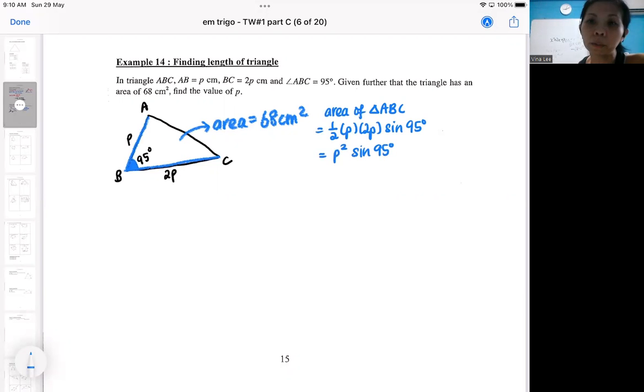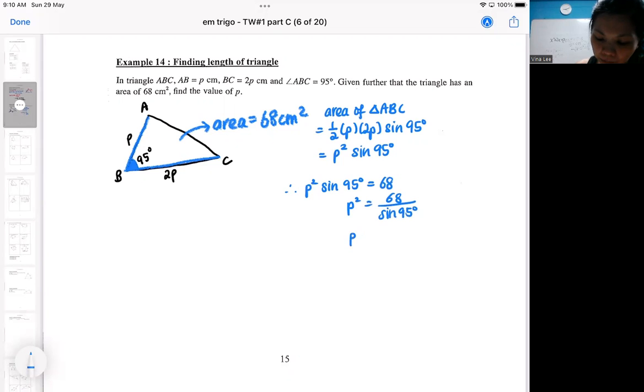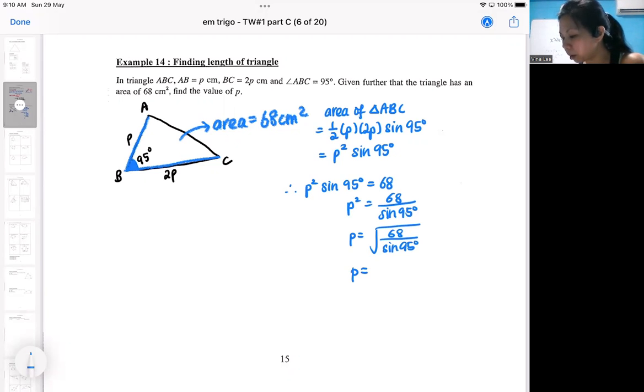You can choose not to press out sine 95 because it's going to be a chain of decimals. So it will be easier if you equate it and slowly try to find the values. For me, my habit is I try not to press my calculator, so that will preserve the accuracy. And then I can give the 3SF answer.